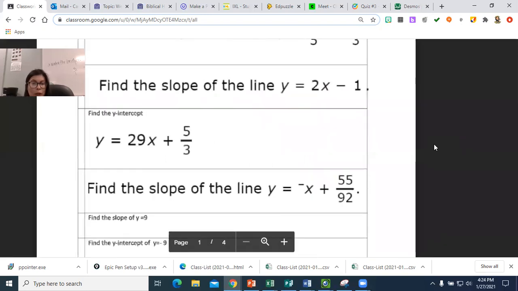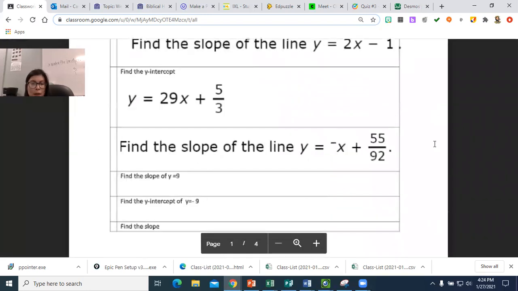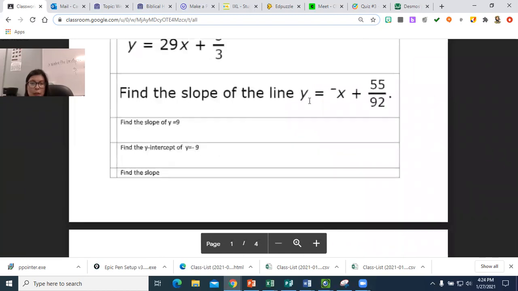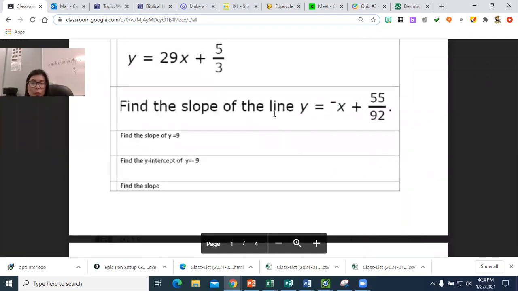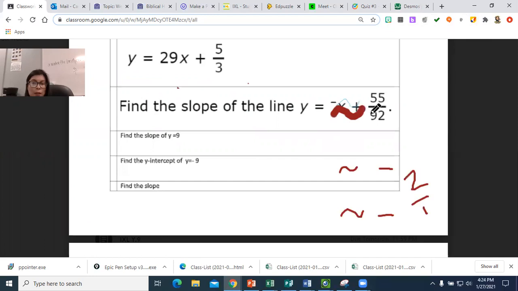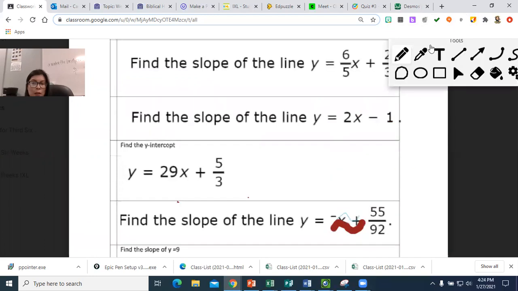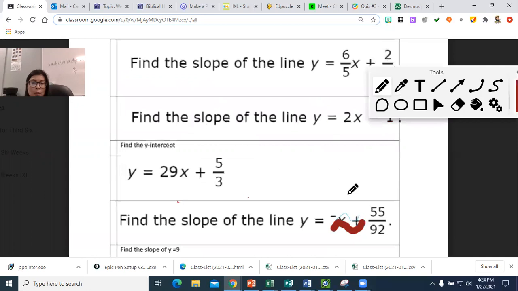Okay, on this one, go ahead and do the same thing. Actually, I'm going to skip some of these. I'm going to get to this one. What about this one? What's the slope here? So what you're going to do is it's the number in front of x or y. It's the number in front of x.